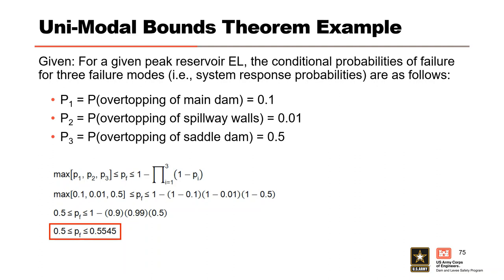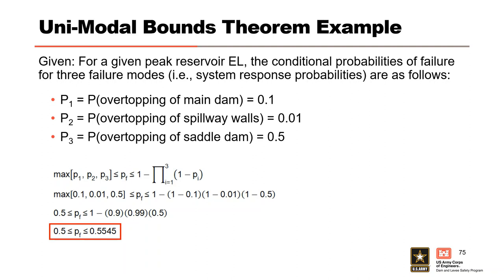So we take 1 minus P1, 1 minus P2, and 1 minus P3, multiply them together and subtract that product from 1 to calculate the upper bound of the total failure probability. From this example, you can see that the probability will be somewhere between 0.5 and 0.55. The difference is small because P3 is so much larger than the other potential failure modes. But if those probabilities had all been similar, the spread between the bounds would increase.